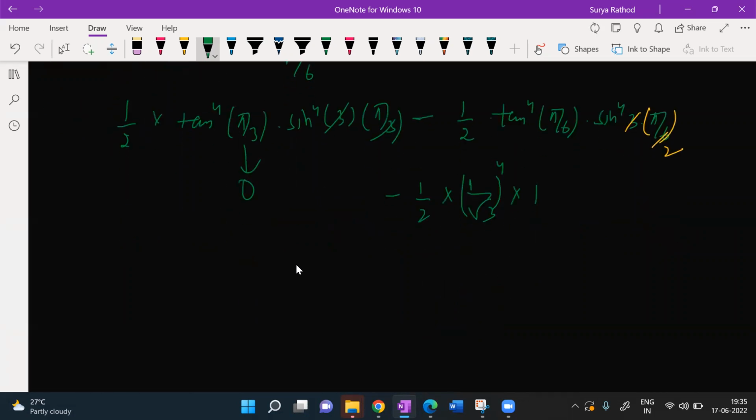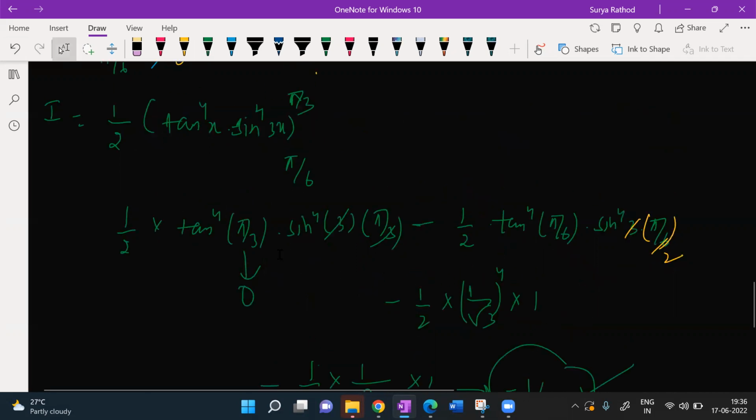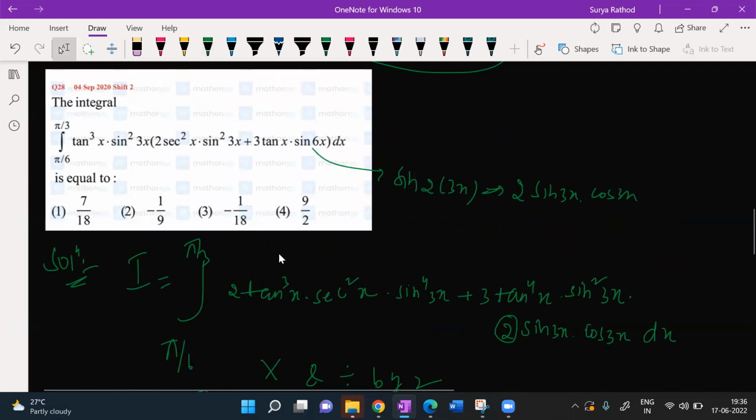So 0 minus 1 by 2. Even if you write 0, don't write 0, it doesn't make sense. Into 1 by root 3 to the power of 4, how much? So 3 3s are 9 into 1, which is minus 1 by 18. Minus 1 by 18 is your answer. Yes, option C is correct.